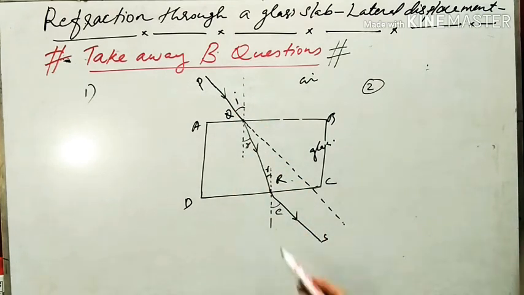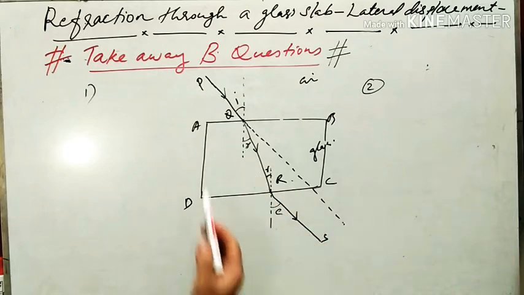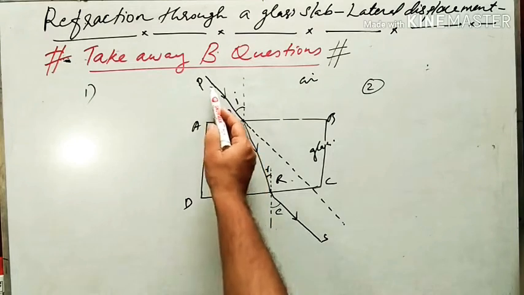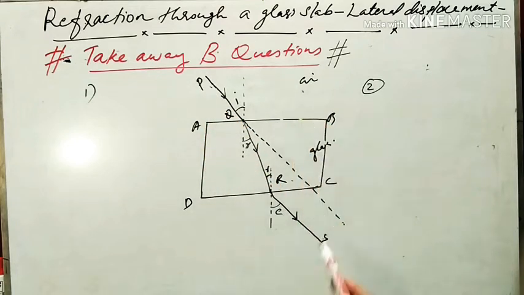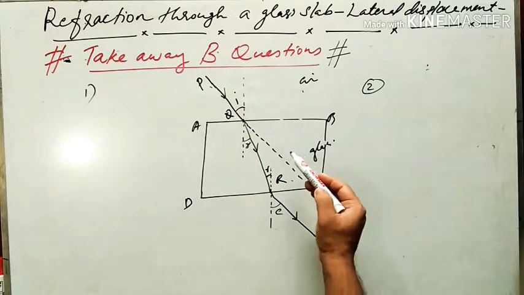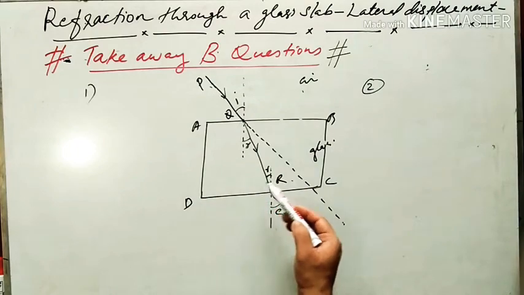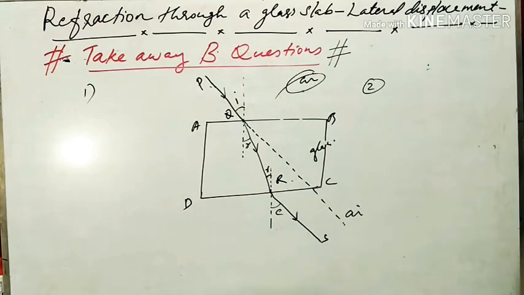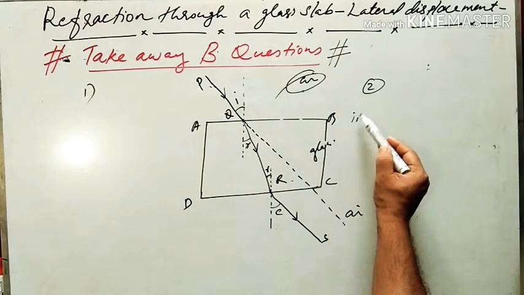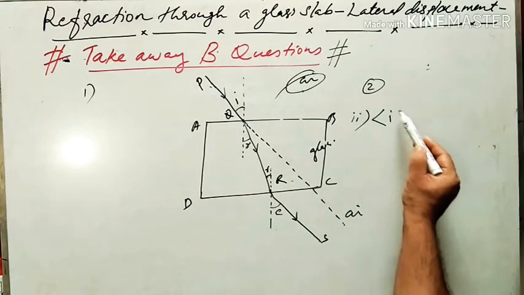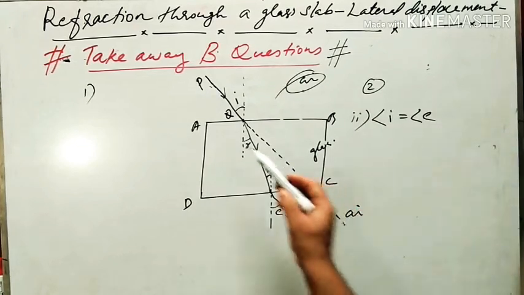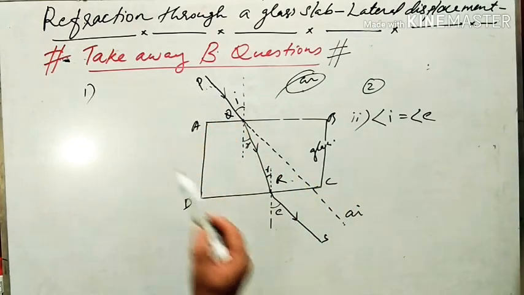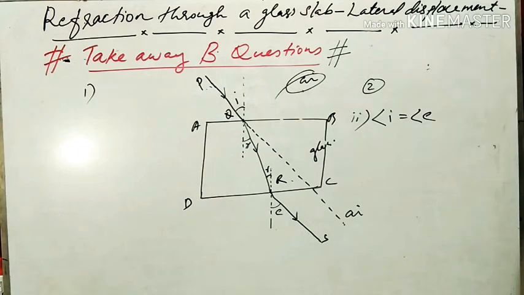As I have discussed, angle I must be equal to angle E because the incident ray and emergent ray are always parallel to each other, since they are traveling in the same medium, air and air, though a medium is coming in between. After traveling through, they emerge out and travel in air. So angle I and angle E must be equal since the incident ray and emergent ray are parallel to each other. So you got easily 2 marks.